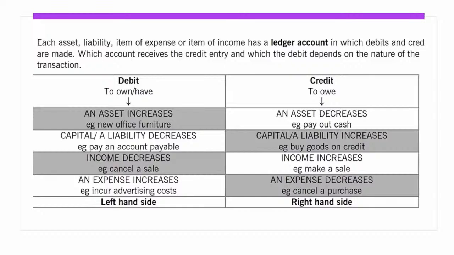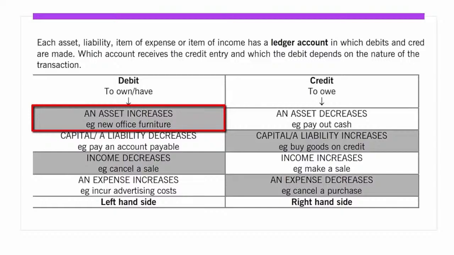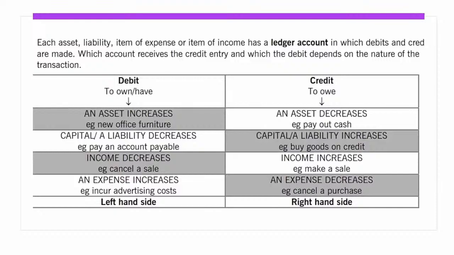What happens on the debit side? The debit side is all about things the business owns, gains, or spends. Here's when you would use the debit side. 1. An asset increases. For example, if you buy new office furniture, the value of your assets, furniture, increases. This goes on the debit side. 2. A liability or capital decreases. If you pay off an account payable, a liability, the liability decreases, so you would record this as a debit.